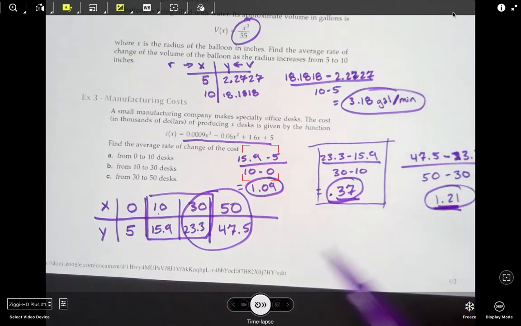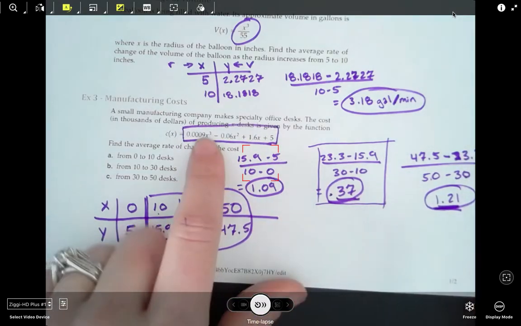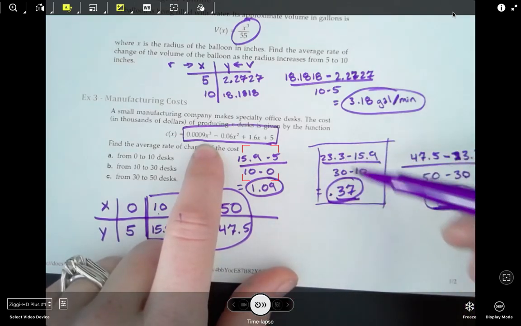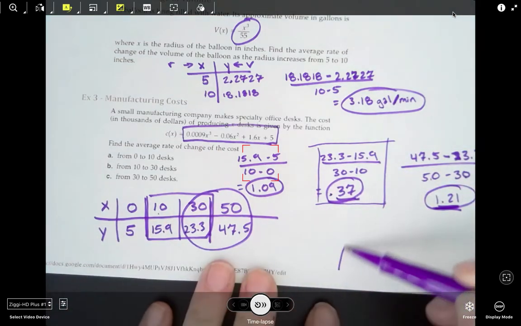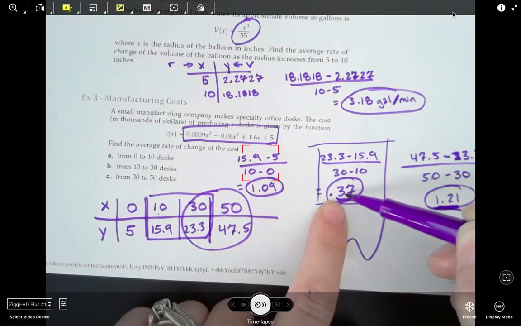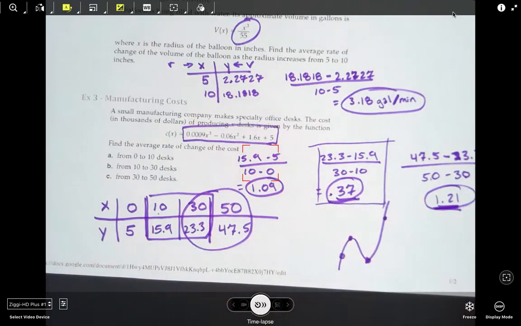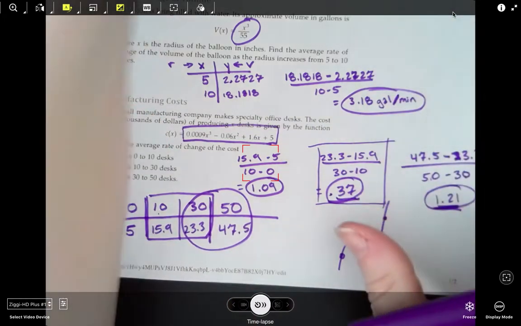Okay, and the reason why I was confused is I thought 30 to 50 desks should be the cheapest, right? Because if you go into a store and you buy in bulk, it should end up being the cheapest. But our function is not quadratic, it's cubic. So it's going to go up and then come down and then go back up again. That's what a cubic function does. So here, or maybe even here, 0.37 is going to be the lowest and then it's going to go back up again at the 1.21. So that's why I was confused. All right, so there is that.